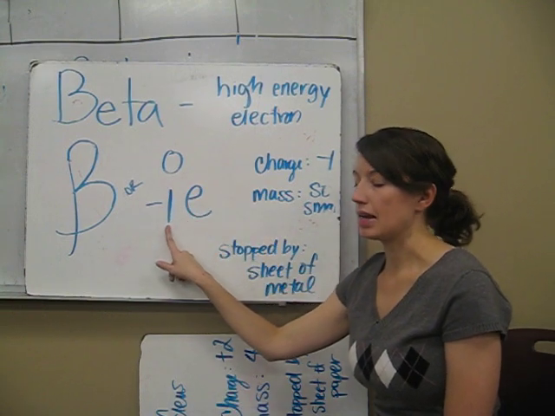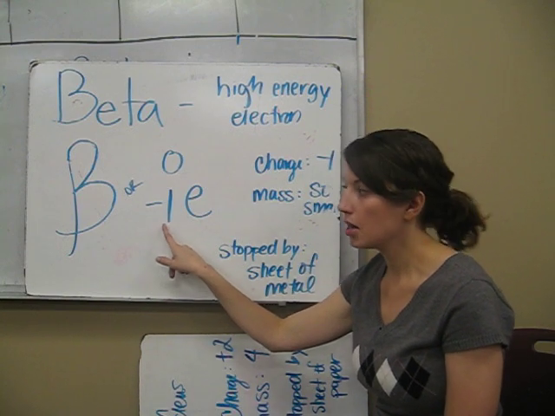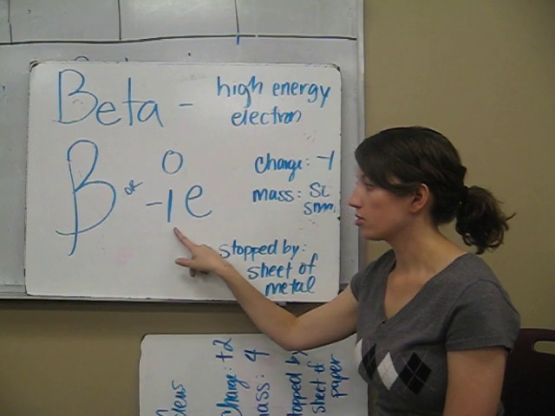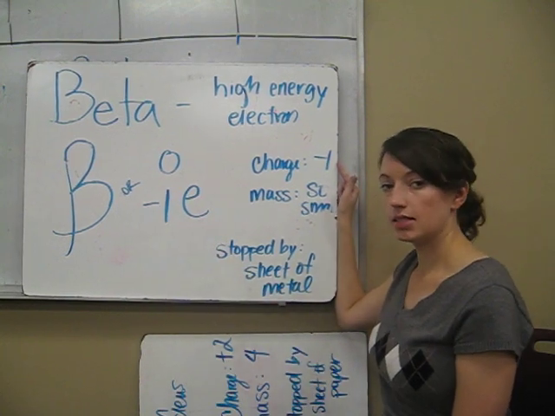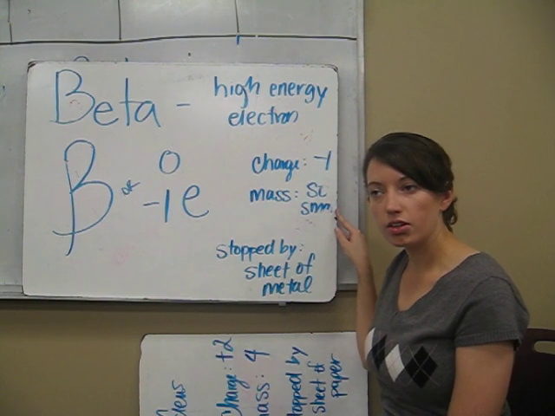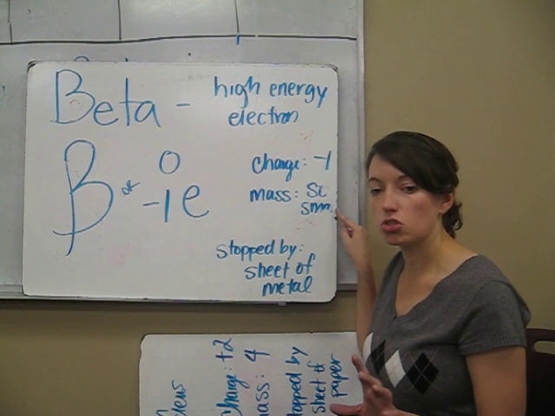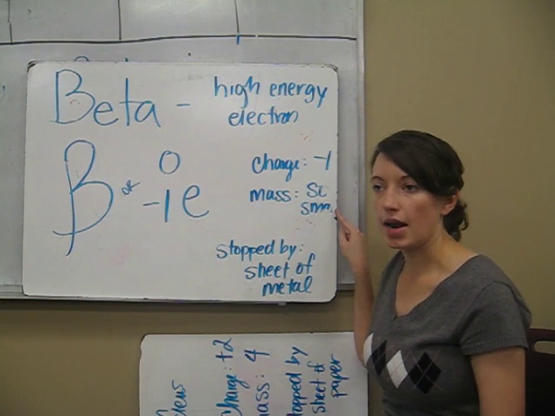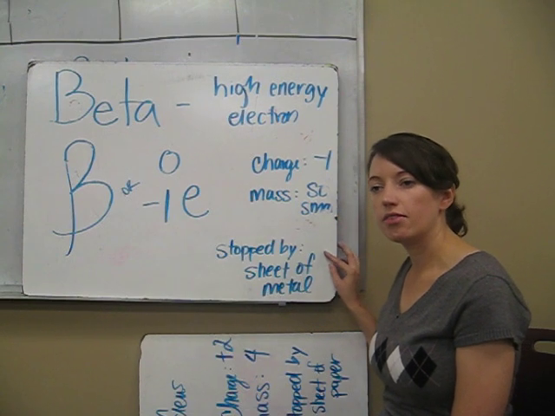Then we'll put a -1 for the atomic number. It really doesn't have any protons, but we'll put a -1 here to serve as that value. The charge is -1 because it is an electron. The mass is extraordinarily small, very, very small. I never write 0 because there is a mass. It's just so tiny. It's practically 0. Beta particles can be stopped by a sheet of metal.